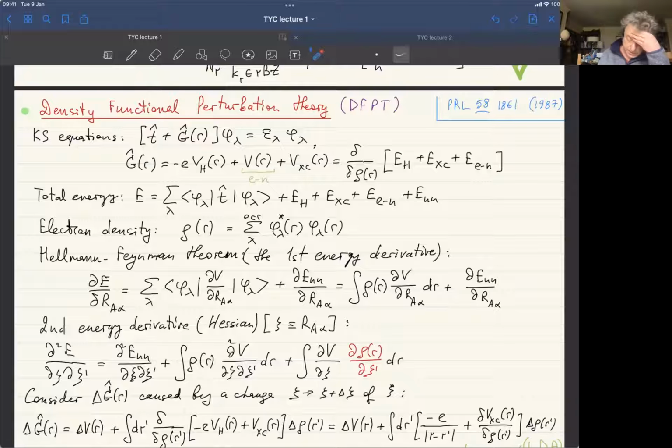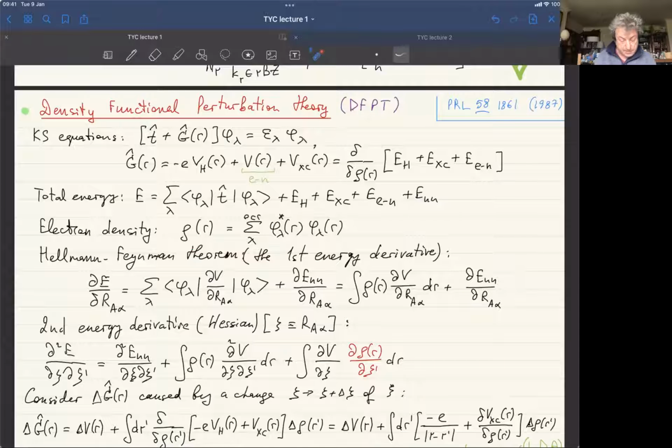The total energy is a sum of different terms. So this is the kinetic energy, and these are Kohn-Sham orbitals which appear in the expansion of the electronic density over all occupied states. This is the Hartree energy, exchange correlation energy, the same guys as here, interaction of electrons with nuclei, and a term not depending on the electronic degrees of freedom, the nuclear energy.